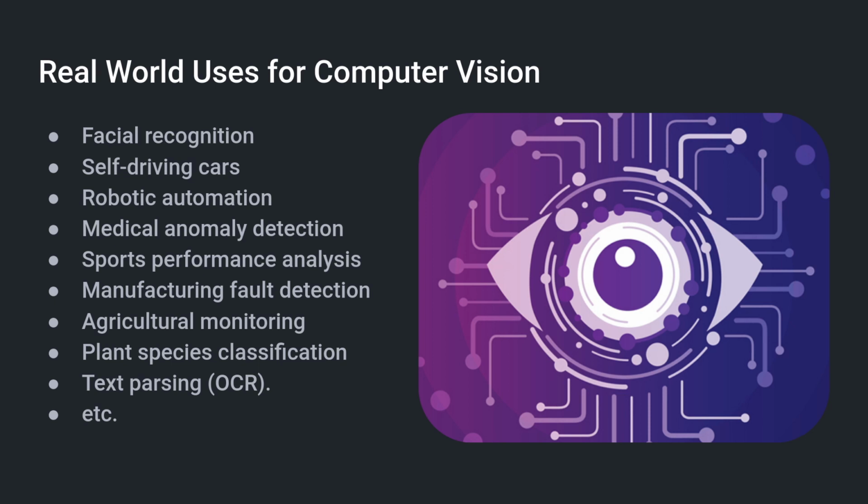And then we have agricultural monitoring, plant species classification, which we previously talked about classification, and text parsing or optical character recognition. So for example, when you go to scan a document with your phone and it gets converted to a PDF, this is what it's doing. It's parsing the image for text, and it's converting that to text that the computer can understand.